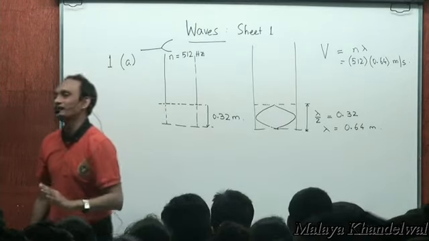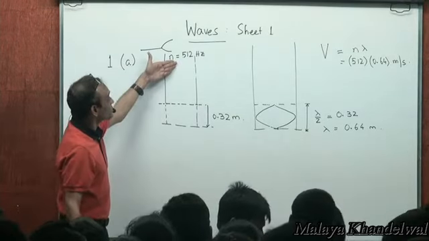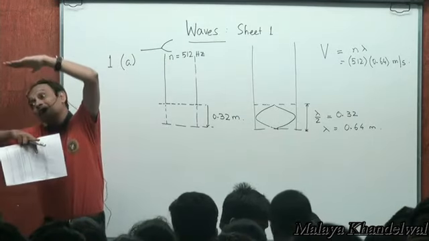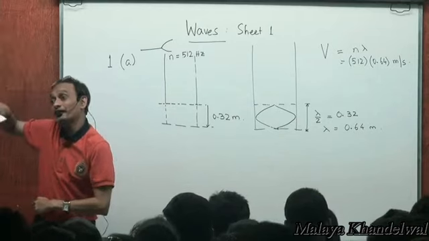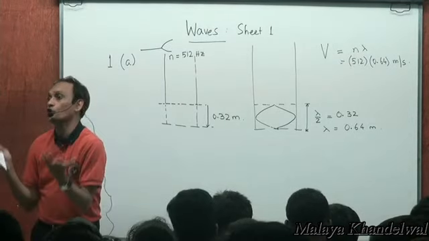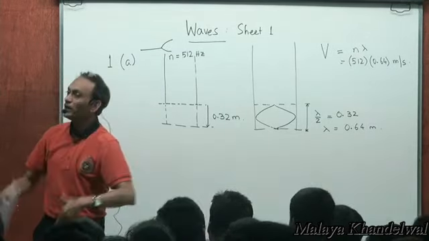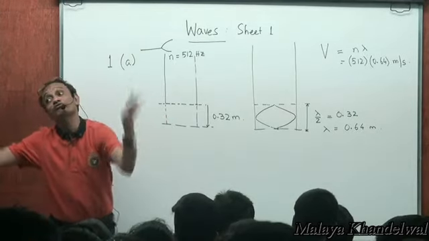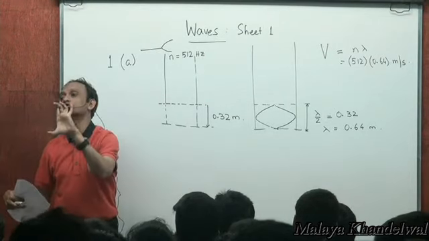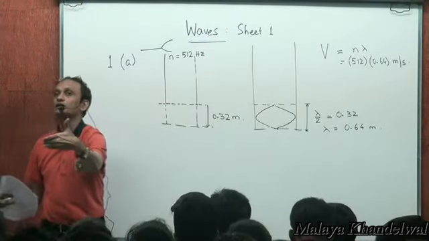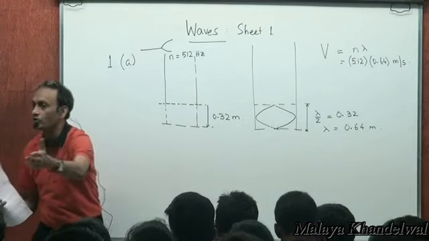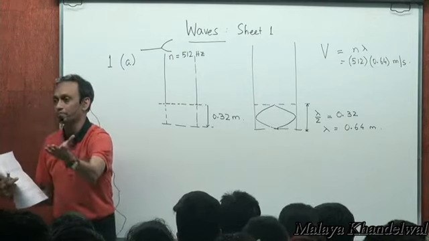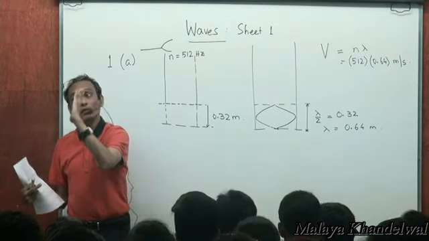The frequency never changes. If it is in resonance with this, the frequency will still be 512 hertz only. If I keep the length the same, then lambda will get altered and the frequency of natural oscillation of the column will get altered. But if it is in resonance with the fork, it is only the mode of oscillation that will change. The frequency will remain the same, just an addition of a lambda. Instead of being in the first harmonic, it will get into the second harmonic, or third harmonic, or fifth harmonic. But the frequency will not change.